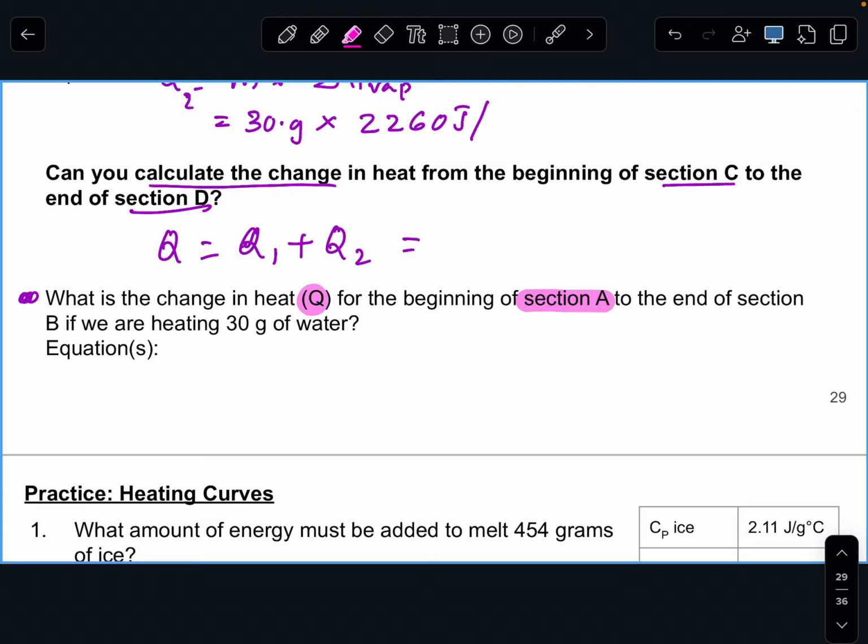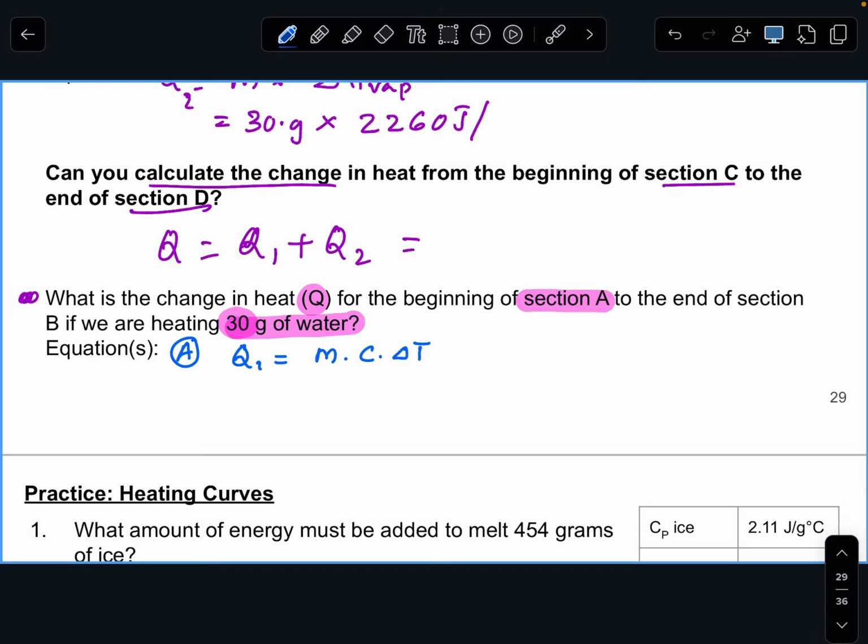Section A, to the end of section B, using how much water? 30 gram of water. Can you do it? Is it difficult or easy? So section A, so I'm going to write section A. That is Q1, right? Which equation will you use on line A? M times C delta T.